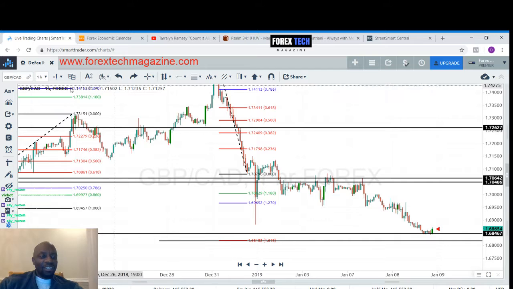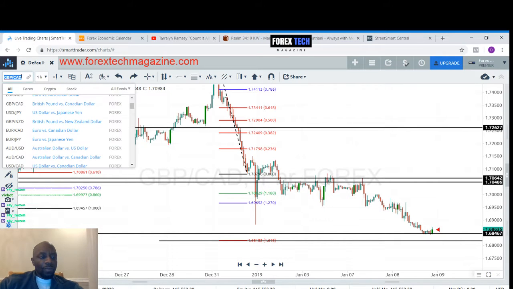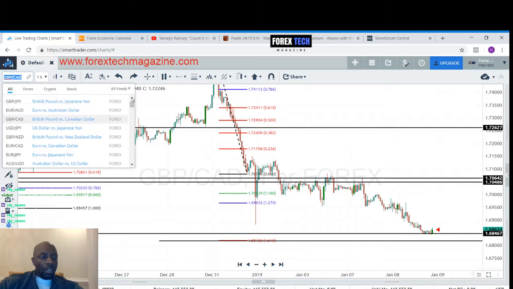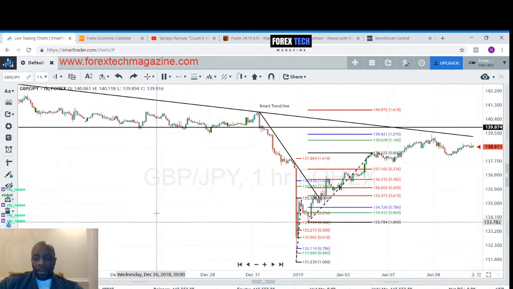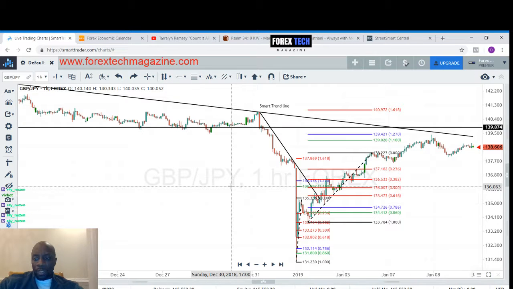All right, good deal. What's the next one we're going to look at? The next one we're going to look at is the Great Britain pound, Japanese yen. Bam. So once again, here was another one.